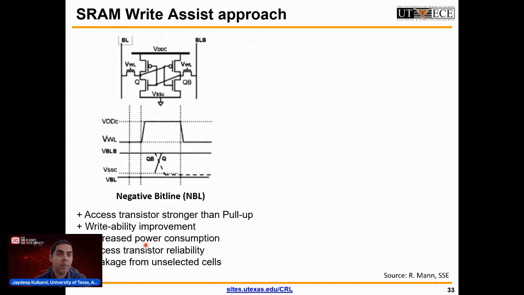So again, it has increased power consumption. There is also the access transistor reliability limit, especially at Vmax operating condition. And also there is a possibility that there is a leakage from unselected cells which are connected onto the same bit line, but which are not doing any active read-write operation.